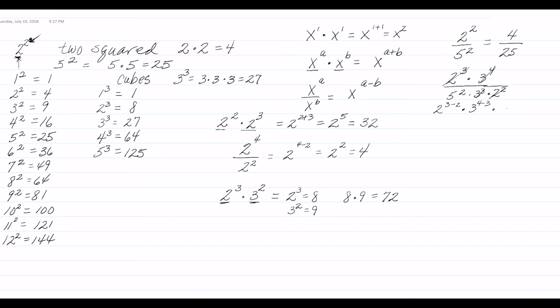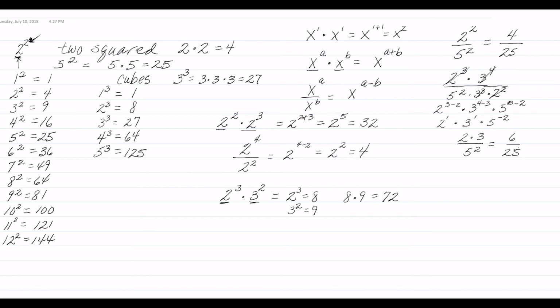times 5 to the 0 minus 2, because we have no 5s in the top. So that's going to give us 2 to the 1st power times 3 to the 1st power times 5 to the negative 2 power. Well, the negative 2 power, of course, means we need to take it back to the bottom. So in the top we're going to have 2 times 3, and in the bottom we'll have 5 to the 2nd. So our answer is going to be 6 over 25.